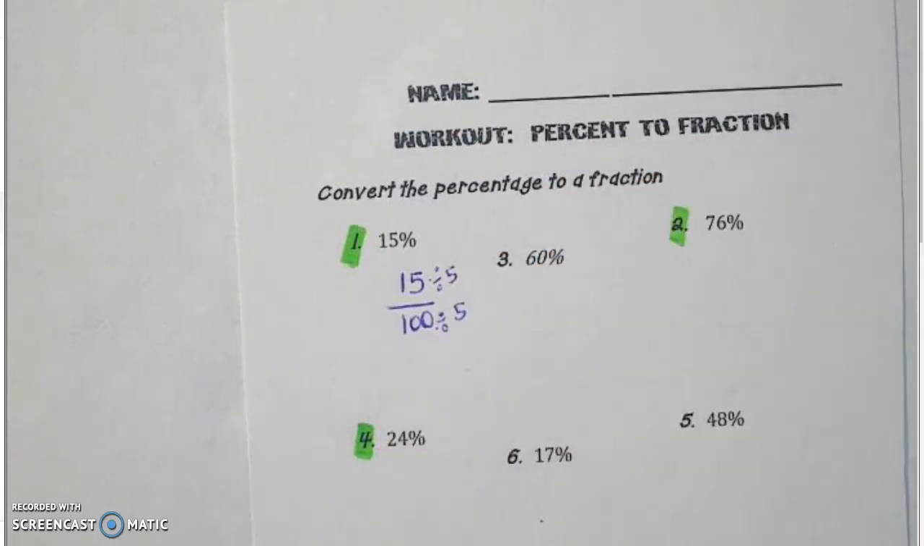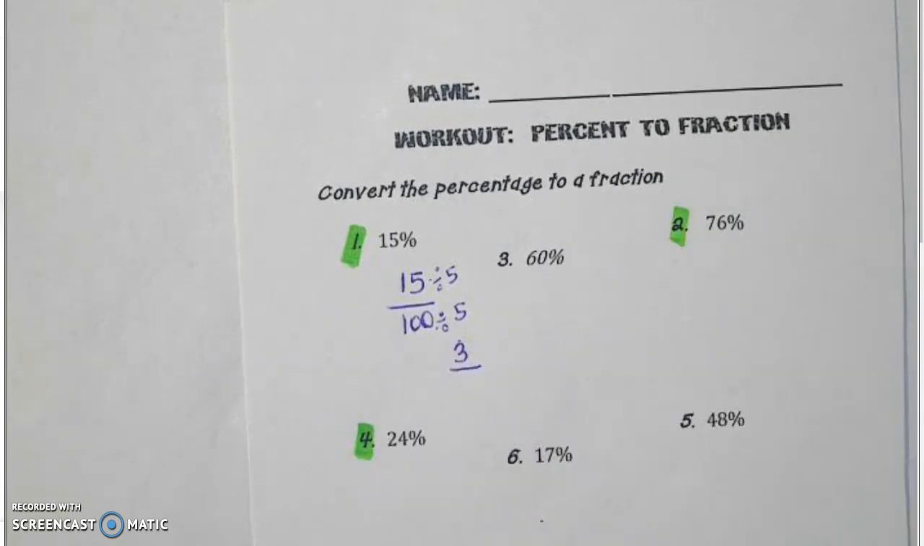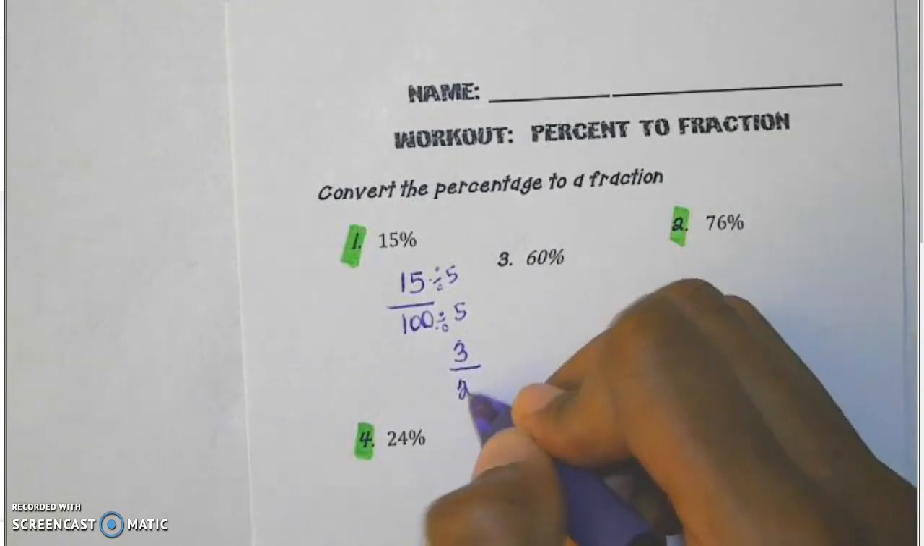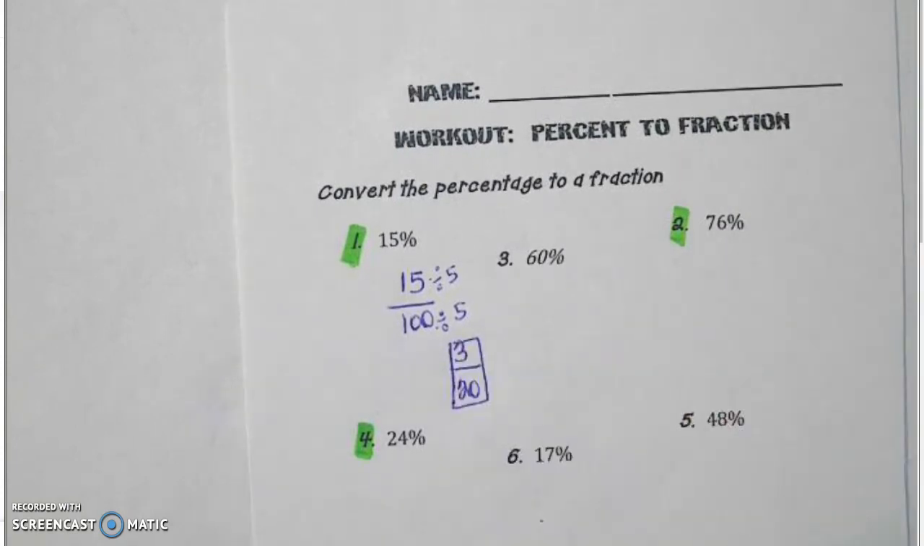If I divide the numerator by 5, I'm going to get 3. And if I divide the denominator by 5, I will get 20. And that is the simplest form of that fraction.